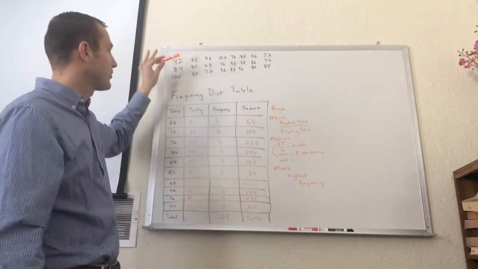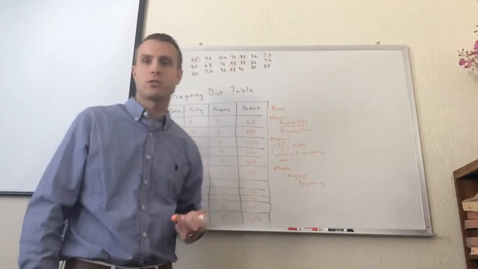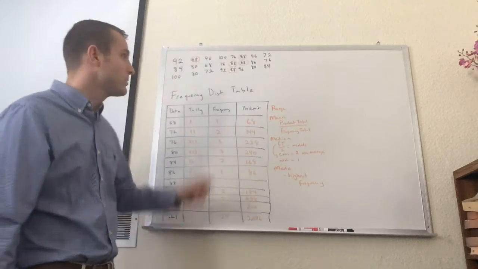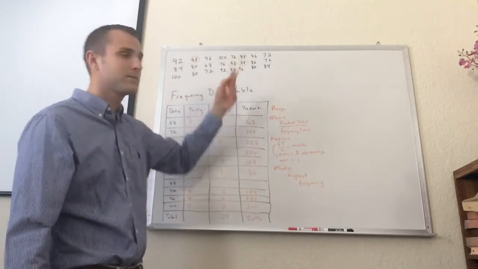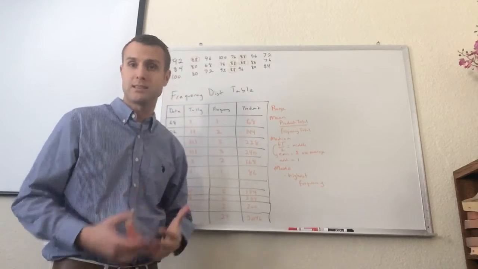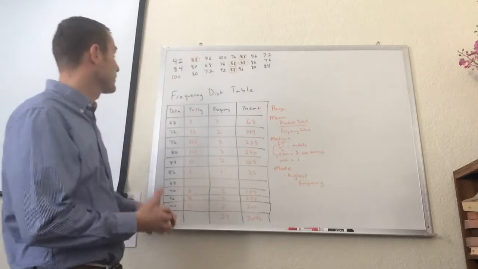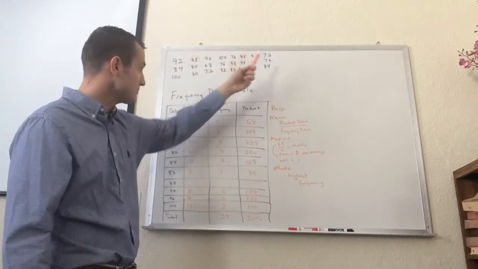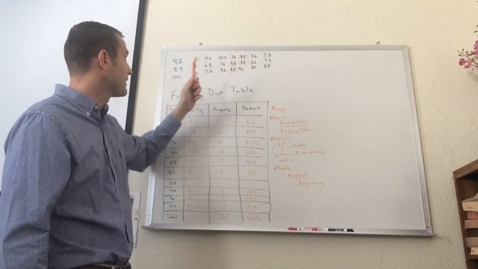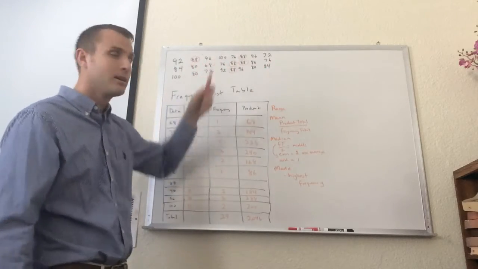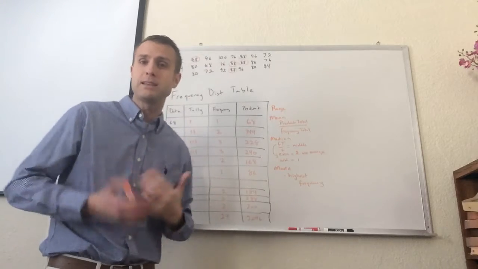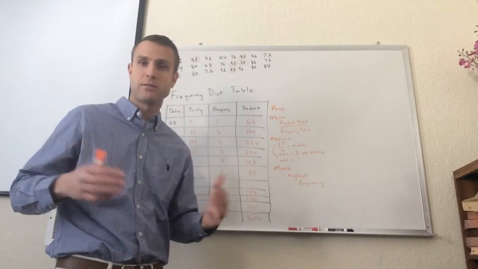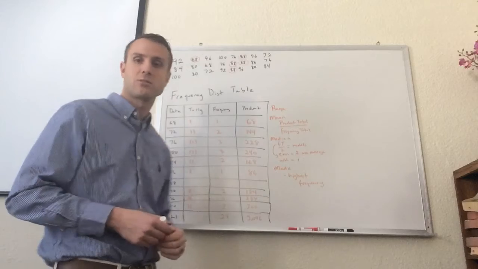So up here I have a whole bunch of scores on a specific test. And you notice in this list of scores, a lot of numbers are repeated several times. So for example, I have several 76s. You can see I have several 100s. So a lot of these numbers are repeated several times, and it's a very large amount of information. So I'm going to use a frequency distribution table.